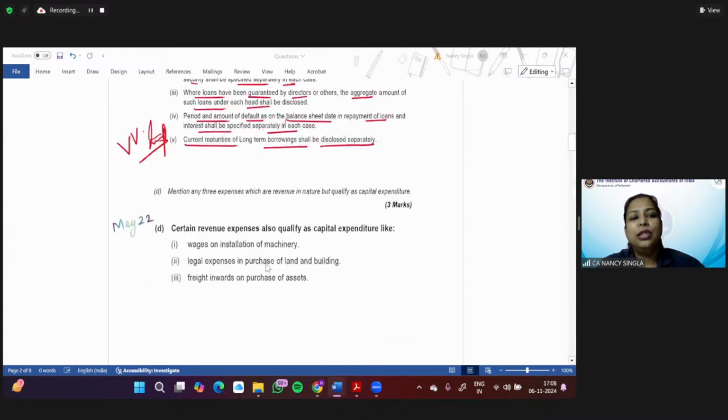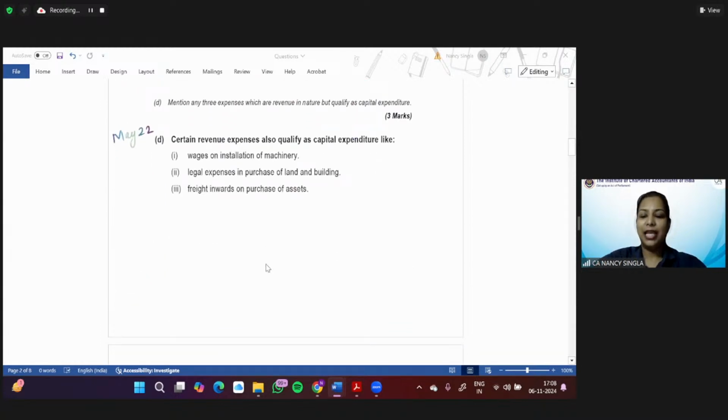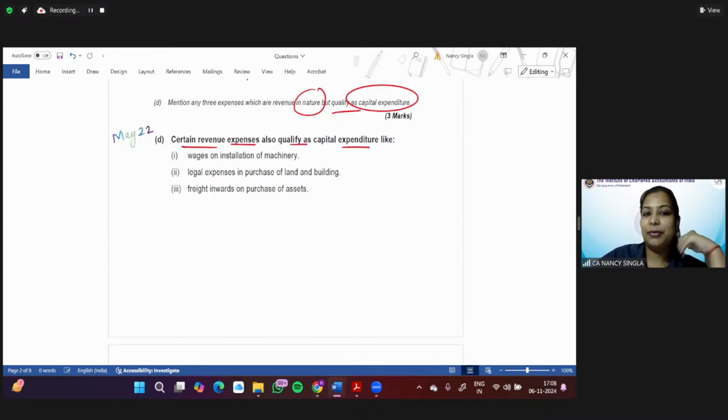Right? So now the next part is: mention any three expenses which are revenue in nature but qualify as capital expenditure. So certain revenue expenses also qualify as capital expenditure, like wages on installation of machinery. Wages as such is a revenue expenditure, but on installation of machinery it will qualify as a capital expenditure. Legal expenses as such is a revenue nature item. But in purchase of land and building, it will be what? Legal expenses in purchase of land and building will again qualify as capital expenditure.